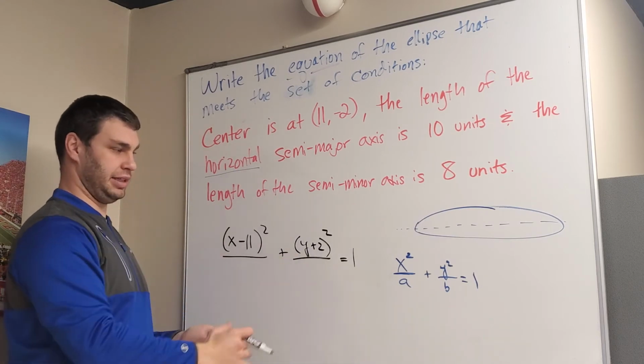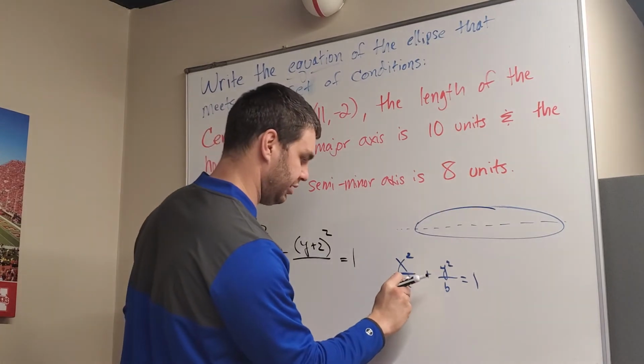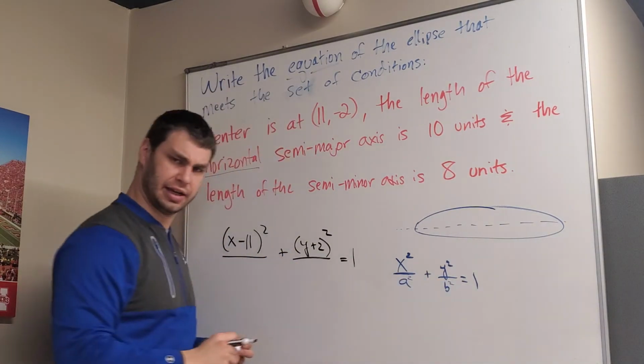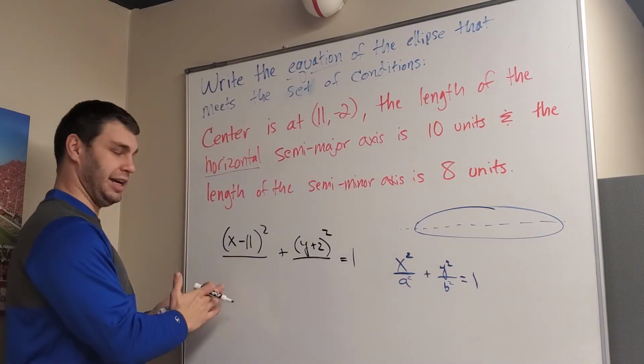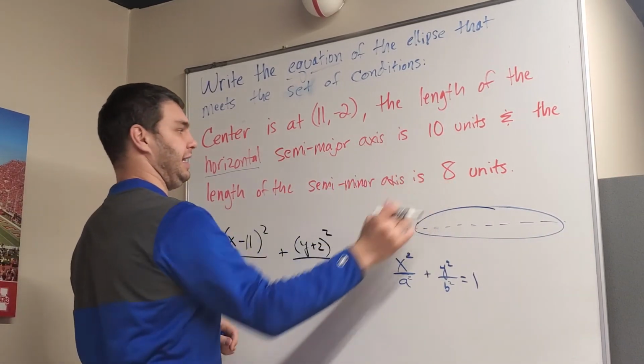So what are our a's and our b's? Oops. I messed up something here. These should be a squared, b squared. That is very important. What are our a's and b's so we can square them and find it? Well, it's going to be the 10 and the 8.